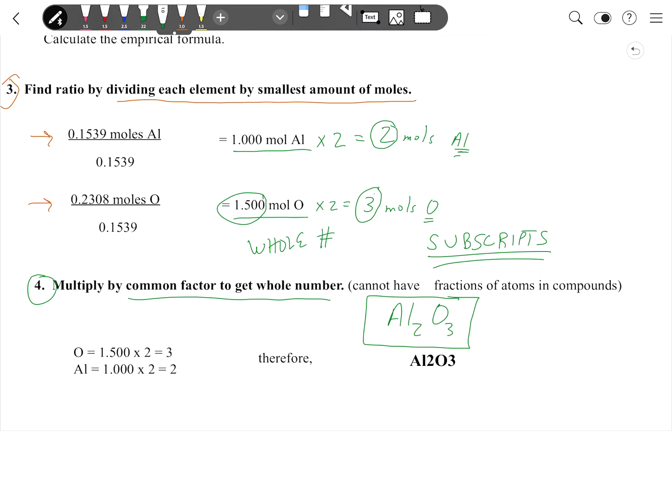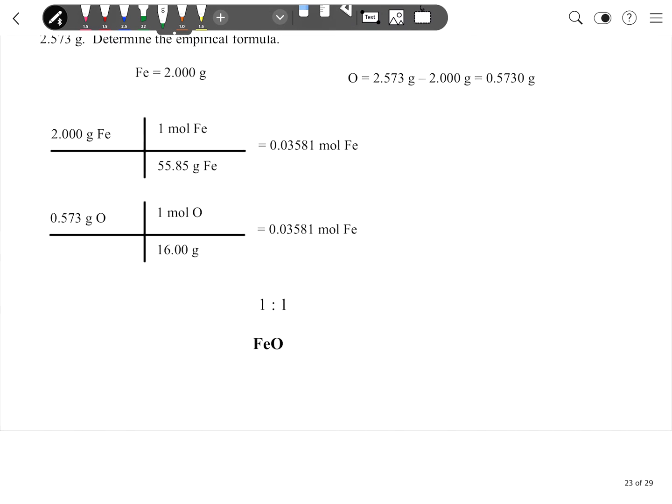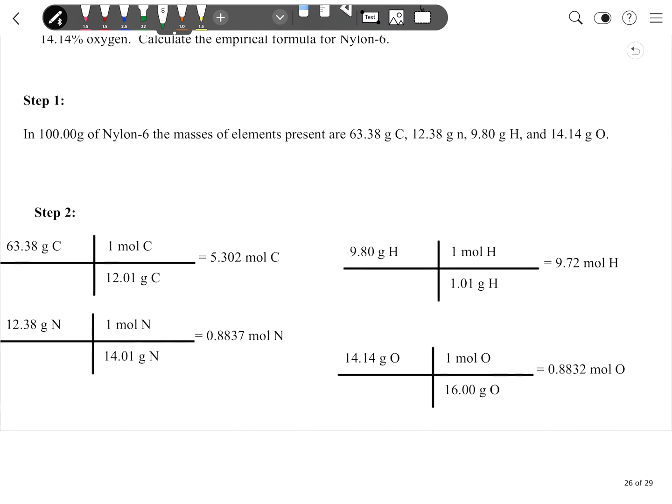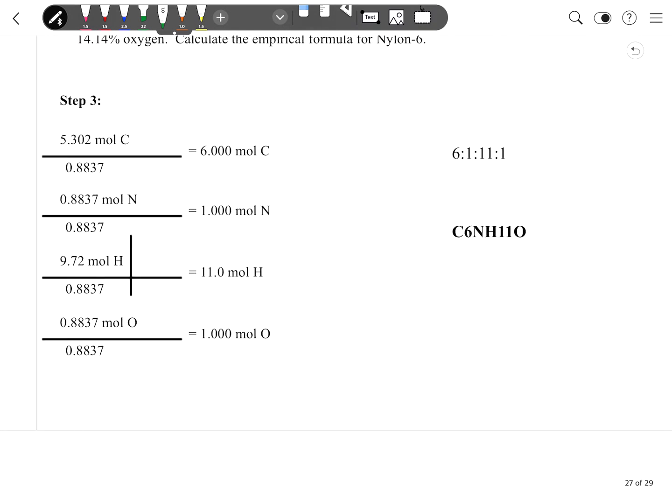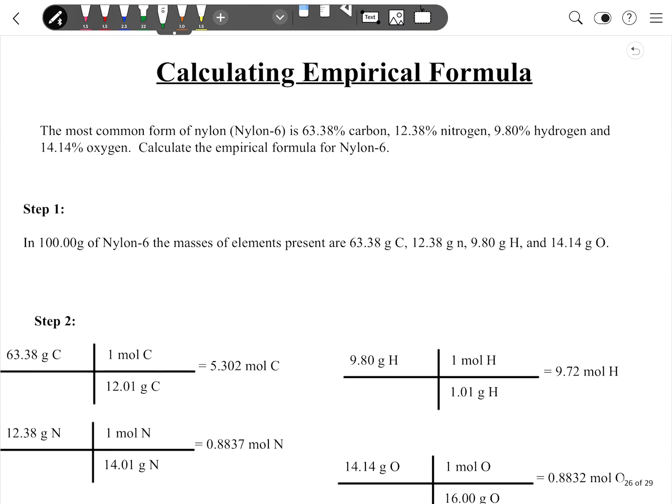Okay? Now there's one more way I want to do this. I'm going to go down over here and find the right one. Let's see. Yep. Here we go. This is it. We're calculating empirical formulas, but now we are giving percents of each element, okay? And so that's a little bit of a change. It doesn't change much, but it's a little bit of a change.